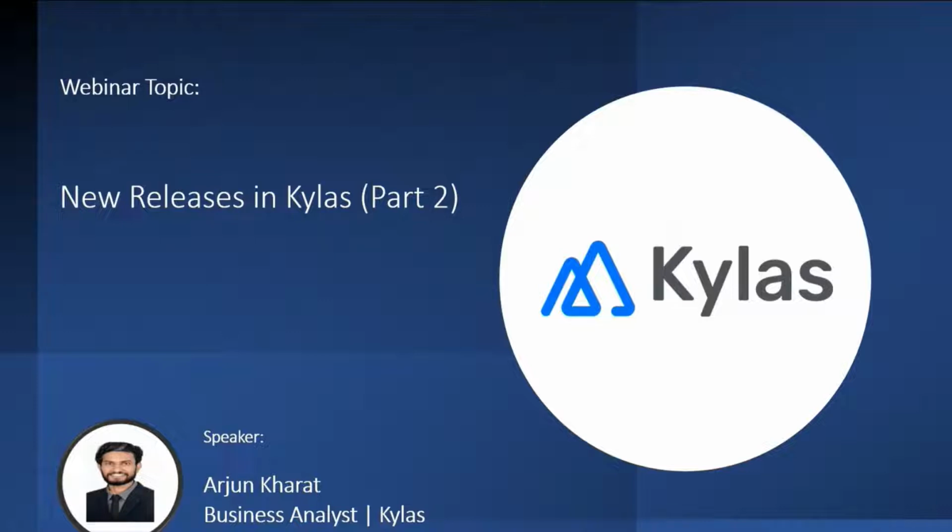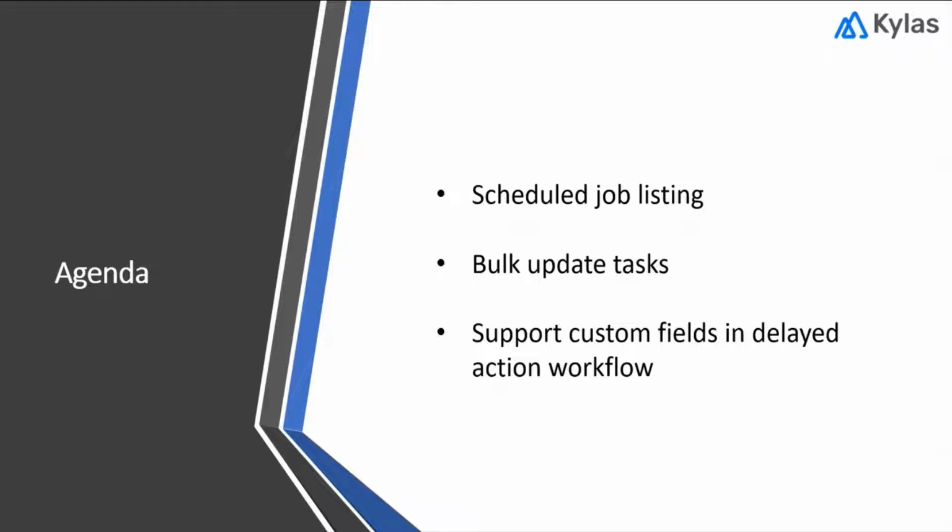So today we would be looking at the new release part 2 that we have recently released on the production environment. So let's look at the agenda for today's webinar. In today's webinar, we will be looking at the three main features that are recently released, which includes the first, scheduled job listing. The second one is bulk update on task. And the third one is support custom field in the redaction workflow.